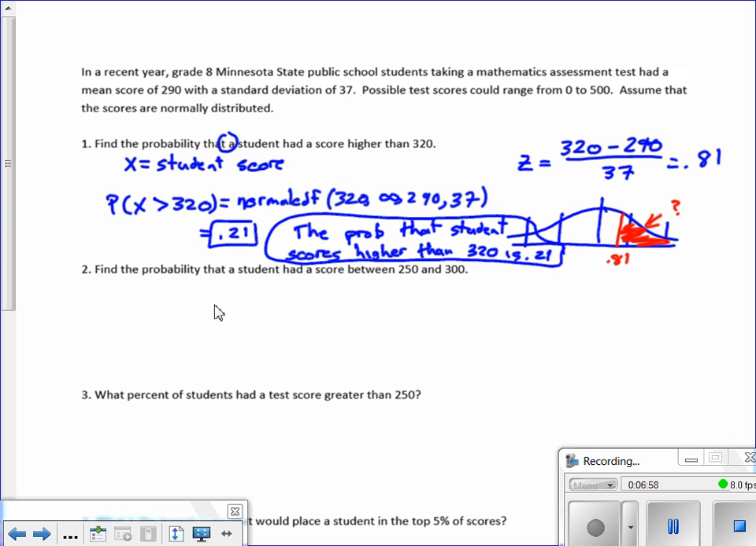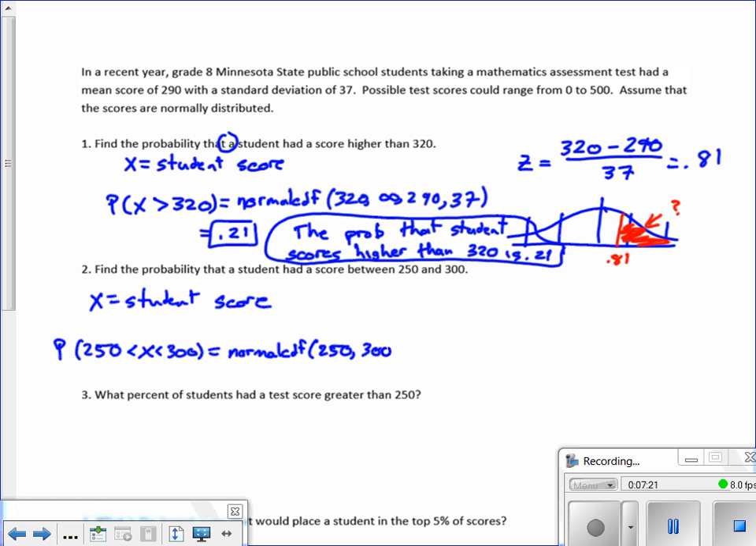Sometimes it could be one of these, between 250 and 300. So again, we'll let x equal student score. And we can go ahead and find the value right away. So we're looking for the probability that x is between 250 and 300. So that's normal CDF. The lower bound this time is 250. The upper bound is 300. My mean is 290. My standard deviation is 37. And it's always nice for an AP grader to see that you know how to plug stuff in and find the z-scores.